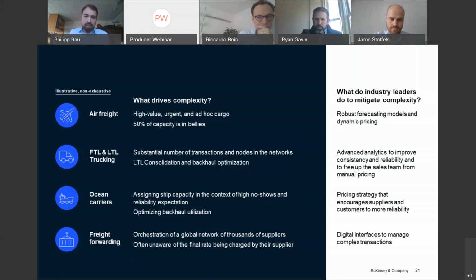On the ocean side, I think the theme is reliability, and that's not only reliability in terms of punctuality, but also in terms of reliability that I really show up, because we see relatively high no-show rates from customers. And therefore, the pricing strategy particularly needs to encourage reliable, compliant behavior of customers and suppliers. And on the freight forwarding side, to conclude, we have simply so many suppliers and contacts in the whole network, which means having an appropriate digital interface to manage those complex transactions is extremely helpful.